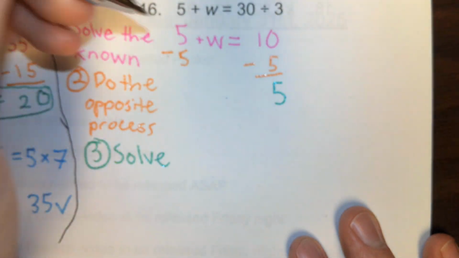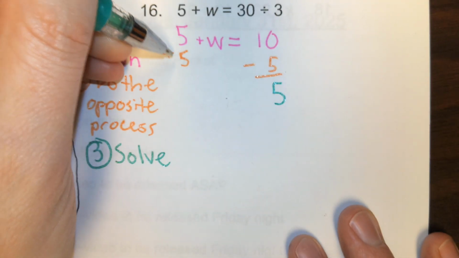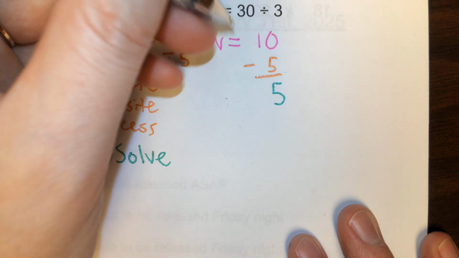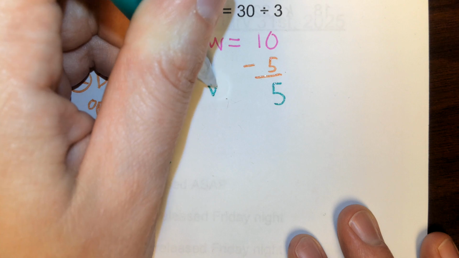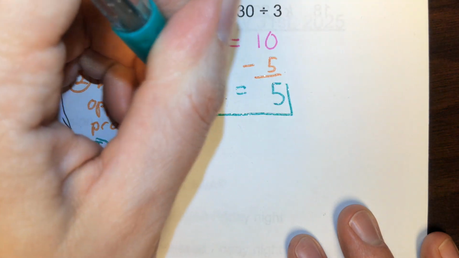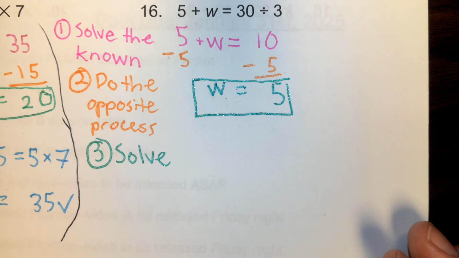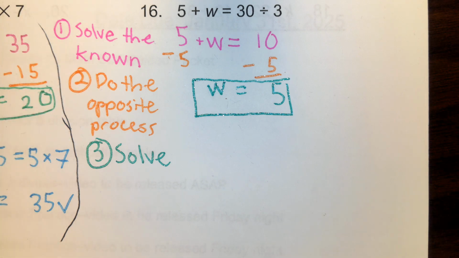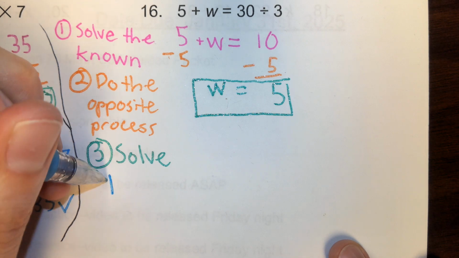10 minus 5 is going to be 5. When we take away this 5 from over here, you just end up with w. You do not need to write plus w. You just get w equals 5. I keep forgetting to box my answers. There we go. Then, what we need to do, our last step, is to not use the purple, but to use the blue. And we are going to check.